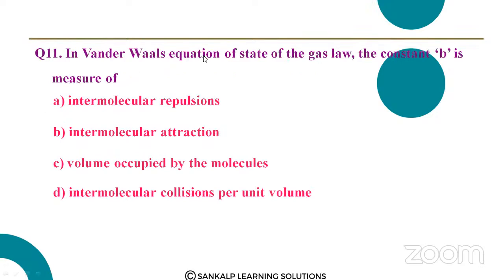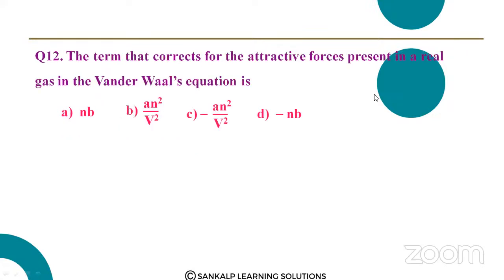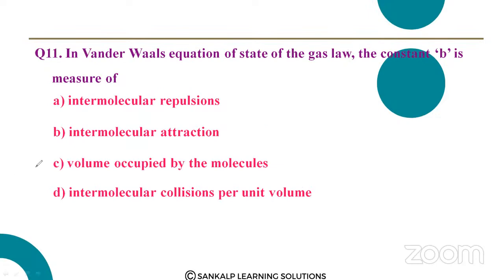In the van der Waals equation of state of the gas law, the constant b, what does b tell you? b tells you about the volume occupied by the molecules. Okay, so C is the correct answer. What is the correct answer? It is C. Okay, volume occupied by the molecules.